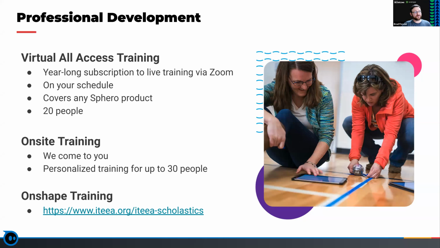And as Drew mentioned before, there is some Onshape training available through an outside organization called ITEEA. ITEEA offers what they call their Scholastics program, which is a graduate level course specifically on their Onshape by Design curriculum. That curriculum is designed to take students from very basic drafting knowledge to industry certification in that one course. So there is some curriculum out there to prepare your students for that.